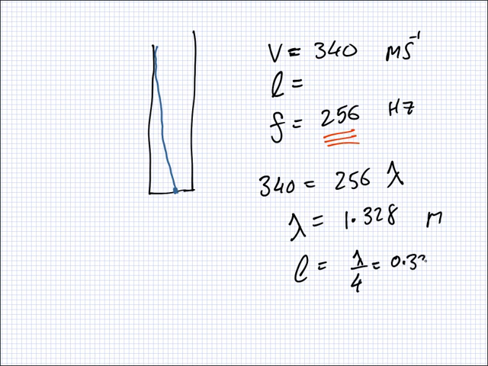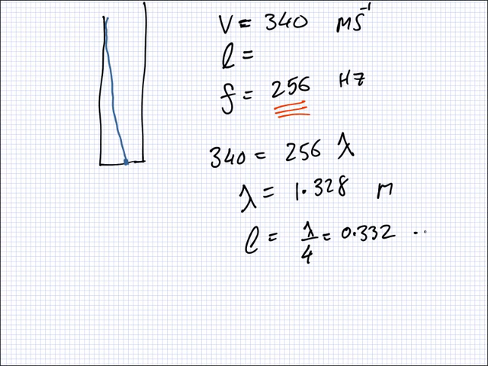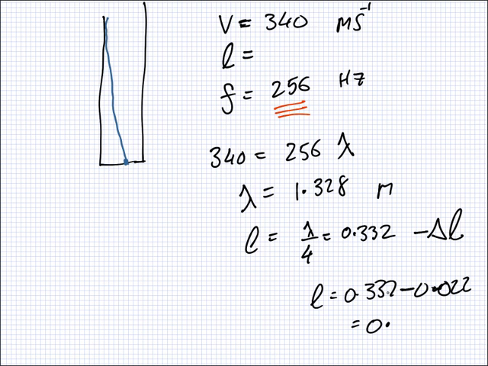0.332. Is that not the answer from the first part? Was that not the length of the first part? Yeah, well, don't forget we have to take away the correction. So what's 0.332 minus 0.022? 0.310. Yeah, it's the same. So that's what my point was.